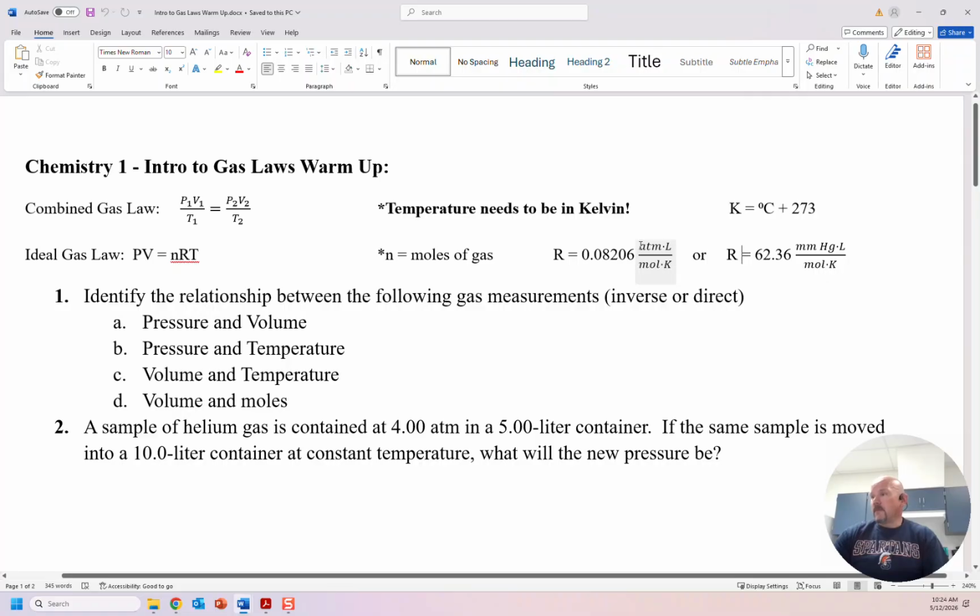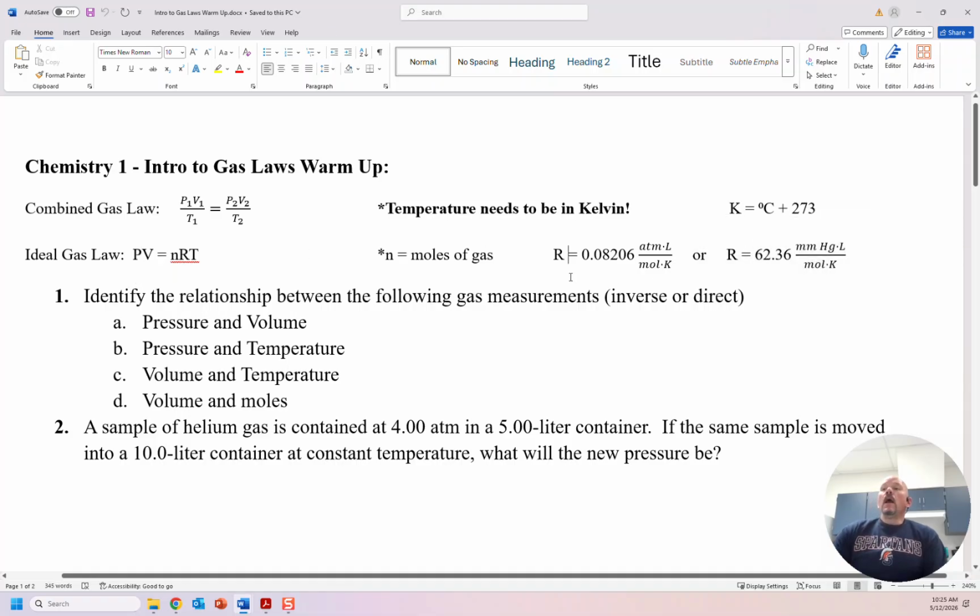The real easy way is if your R value has atmospheres for pressure, then you're going to use this R value, right? If your question has millimeters of mercury or torr, which are the same unit, then you would use this R value. Okay. So it's just a number, and which number do you plug in? It really depends on what unit of pressure you have here. If you have atmospheres, then it's this R value. If you have millimeters of mercury for pressure, then it's this R value.